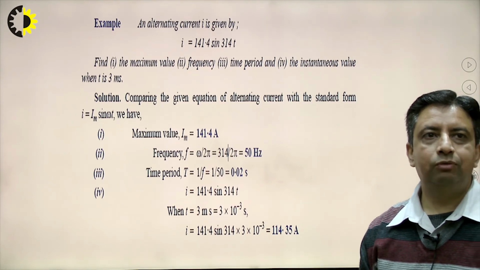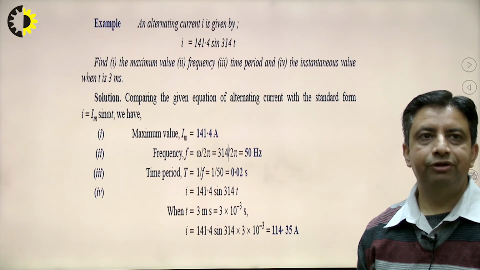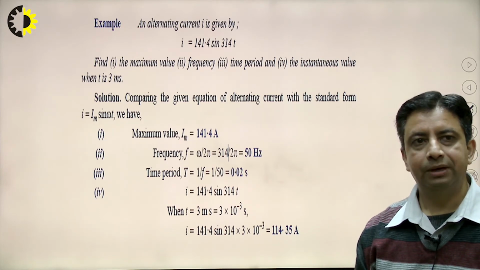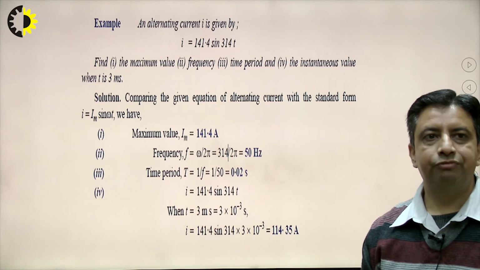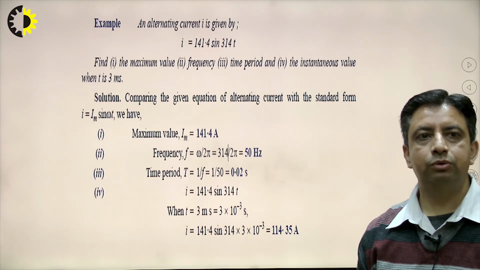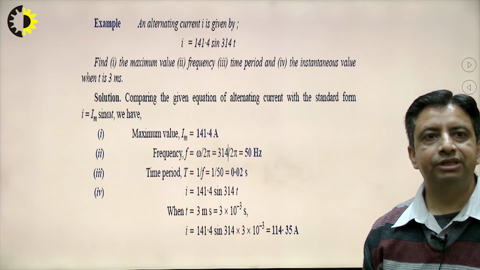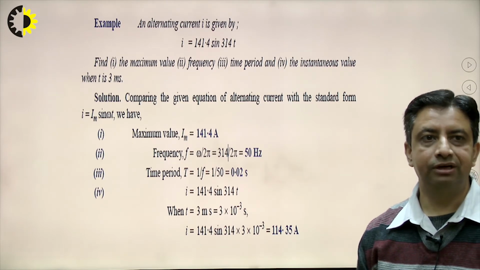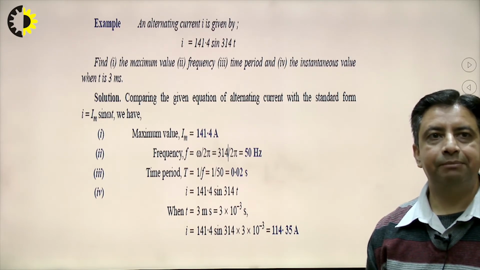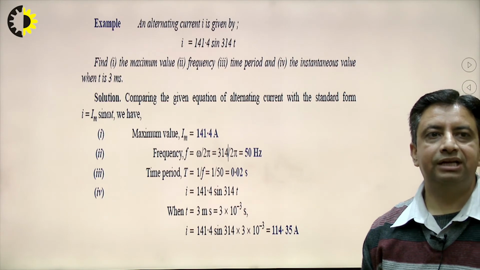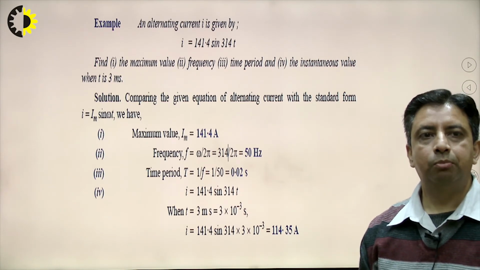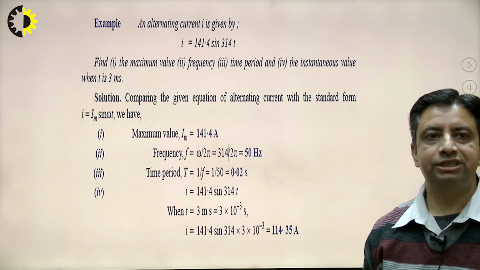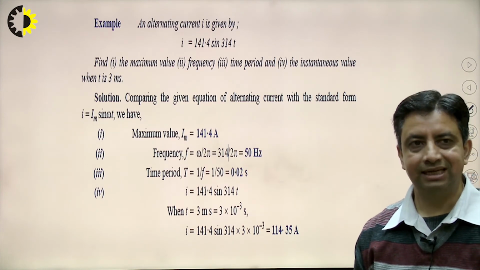Frequency we can calculate using the relationship: we know that omega is equal to 2 pi f, so f will be equal to omega by 2 pi. We put the value of omega equal to 314, and the frequency comes out to be equal to 50 hertz. Now, the third is time period. Time period is inversely proportional to frequency, so it comes out to be equal to 1 by 50, that is 0.02 or 20 millisecond.